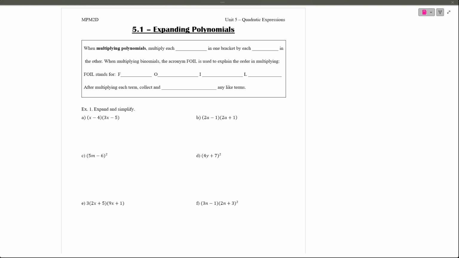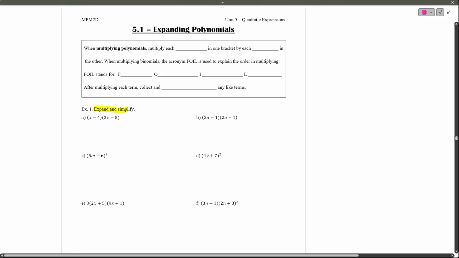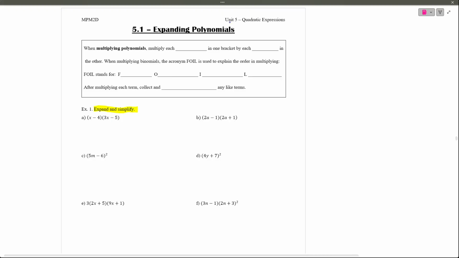So the next piece of the puzzle, or really the first of this entire unit, is something called expanding. And I mentioned in the 5.0 lesson, an instruction that you're going to see a lot is the instruction expand and simplify. We see it right here. And it basically means you're given an expression, expand it out to all of its terms, and then collect and simplify it as best we actually can.